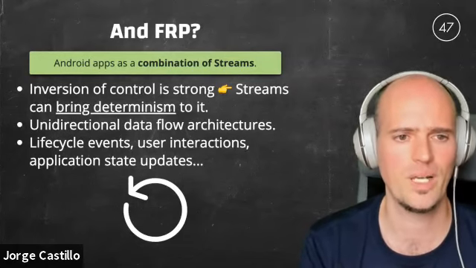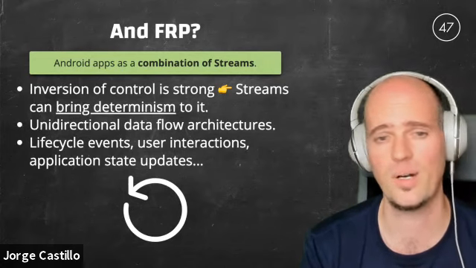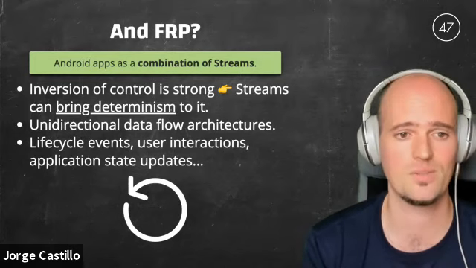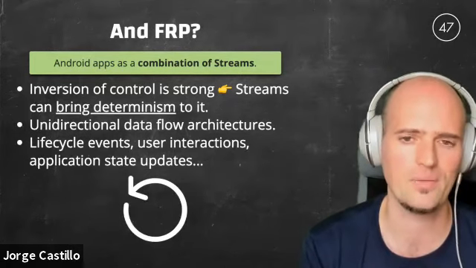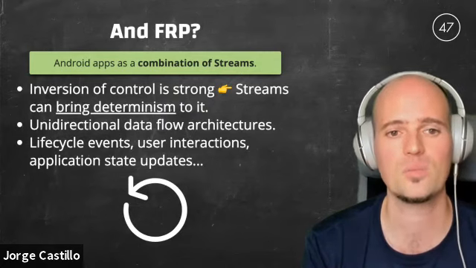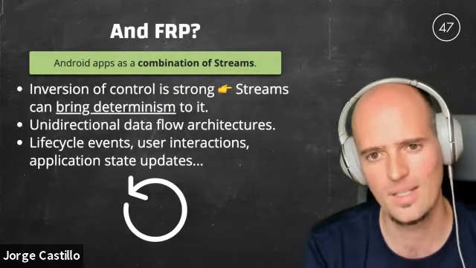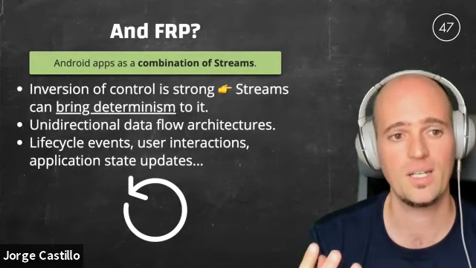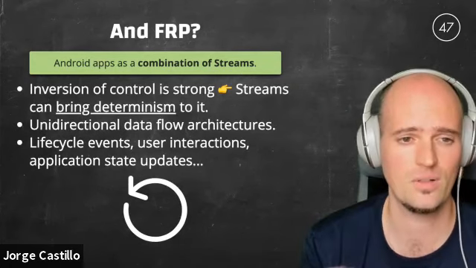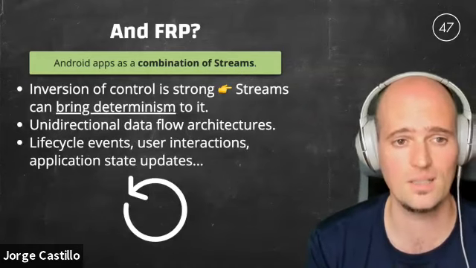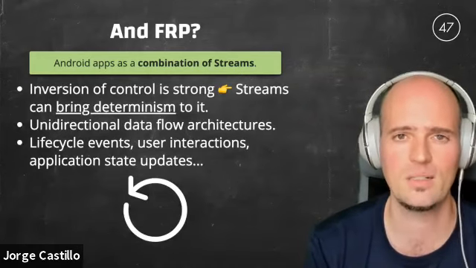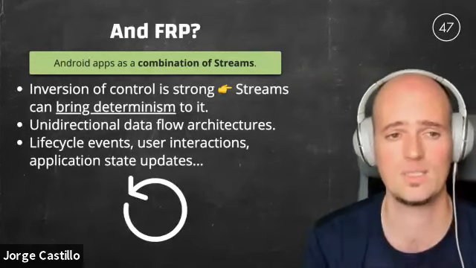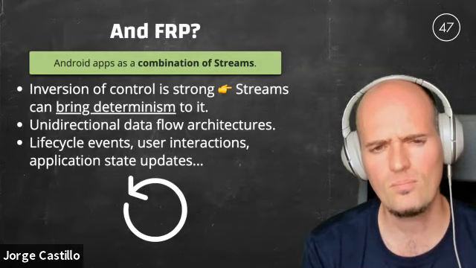What about functional reactive programming? Because the streams are also a big part of Android nowadays. Basically because of this strong inversion of control we have and this event-based nature of the platform. So you get events like for lifecycle, user interactions, application state updates, a lot of events that you can understand as streams of events, and then you can compose all together as a single stream. So you can represent your app as a composed stream of events.